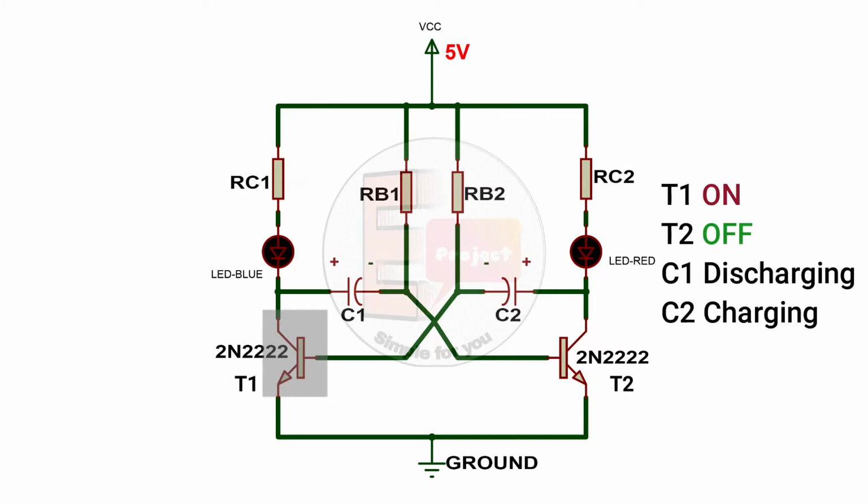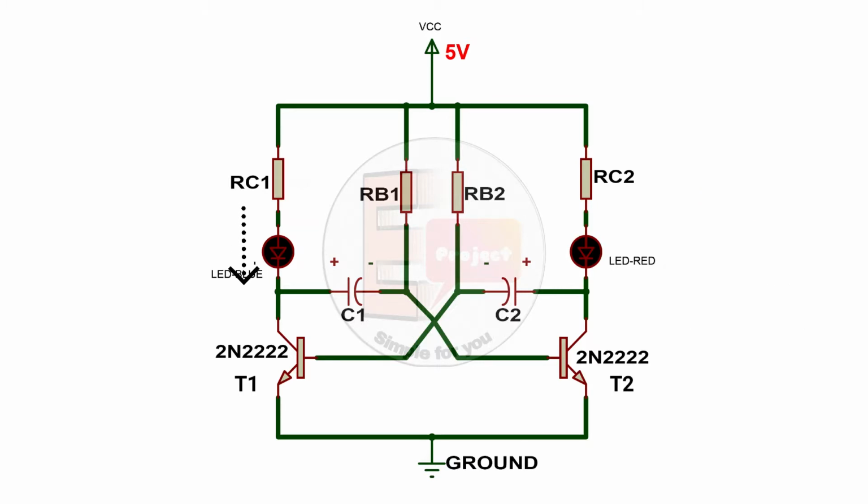Consider T1 is on and T2 is off. At that point, C2 charges through resistor RC2 and C1 discharges through transistor T1, and T2 is off due to a negative voltage from the discharging capacitor, and it will remain off until C1 gets completely discharged, and after a complete discharge it will start charging again.